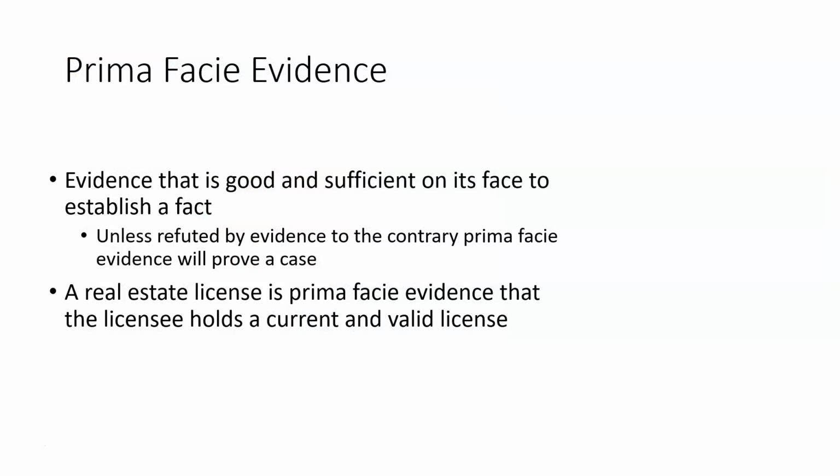Prima facie evidence. A license is prima facie evidence if ever asked to provide it for inspection. The real estate license is prima facie evidence that indicates that the licensee does actually hold a current and valid license.